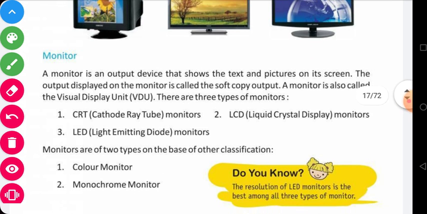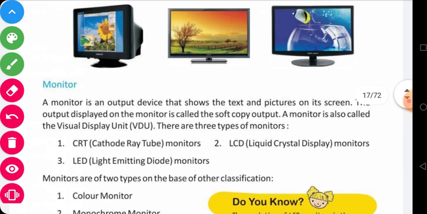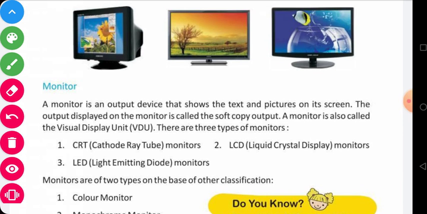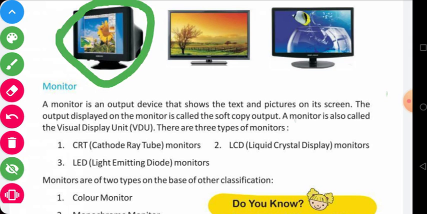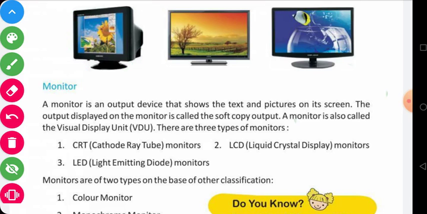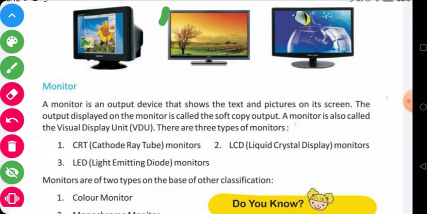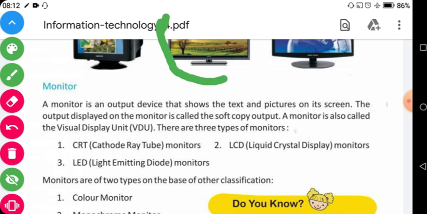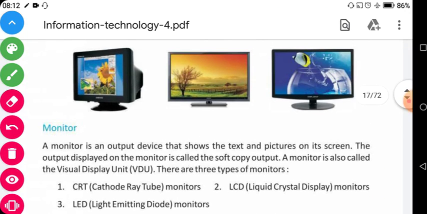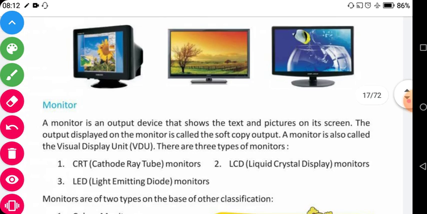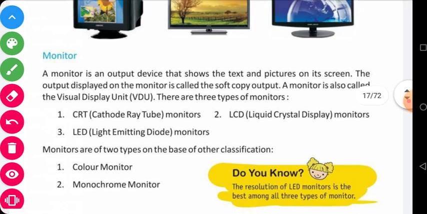First one is called CRT, that is cathode ray tube monitor, which looks like this. Second one is called liquid crystal display monitor, that we commonly call LCD TV, and it looks like this. And the third one is called LED, that is light emitting diode monitor, and this third monitor is an example of an LED monitor.